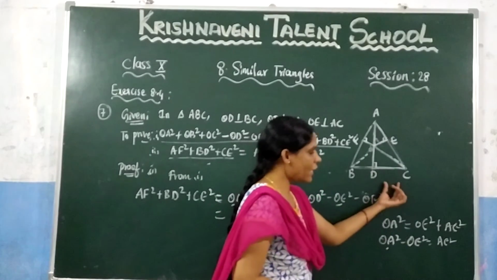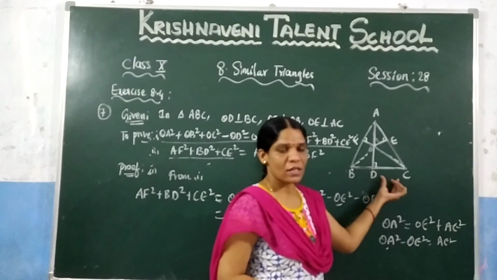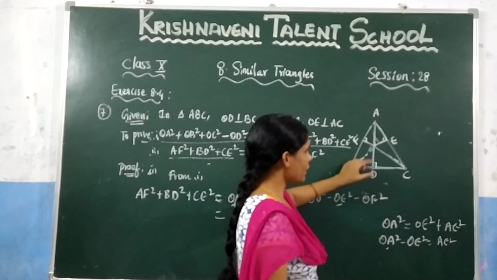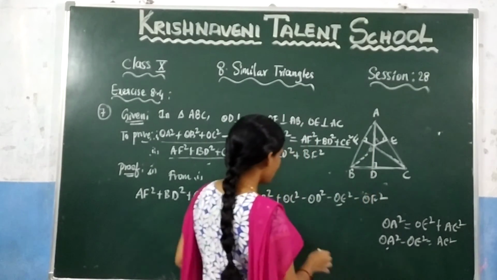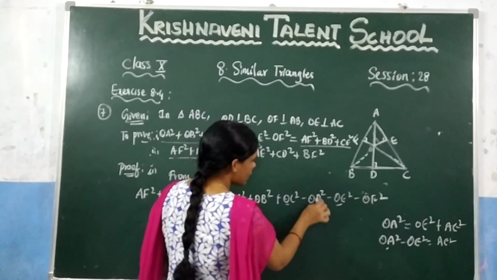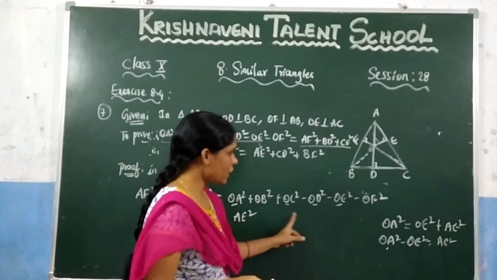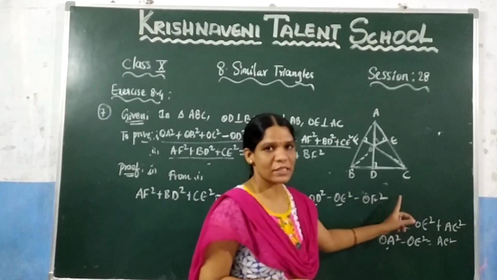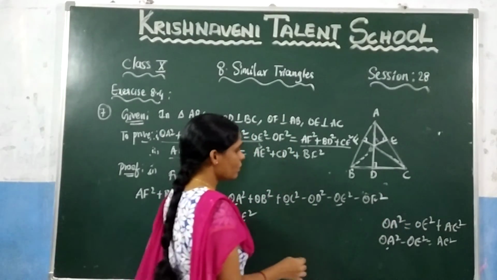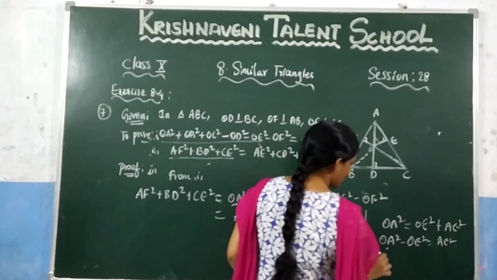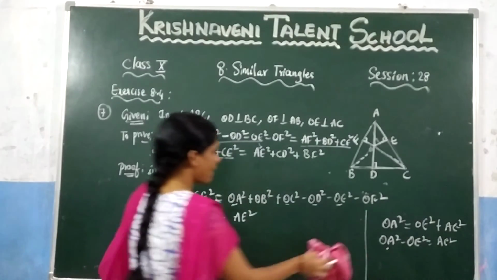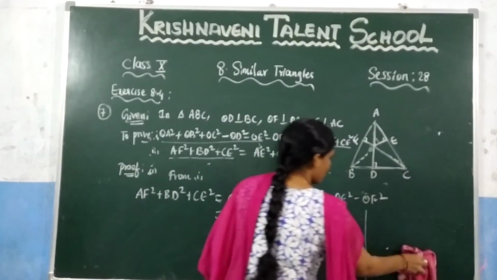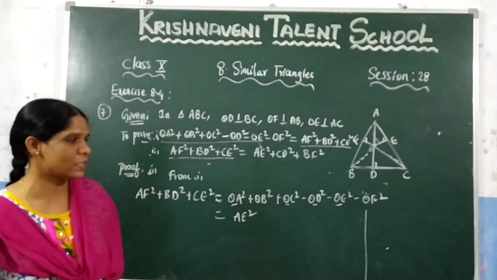Right? So you can write this one CD square as, how you can write? You can write it as OC square minus OD square. So where is OC square? This is OC square and this is OD square. In place of these two values you can write it here CD square. So how? Because here you know that again we are just applying the Pythagoras theorem here.